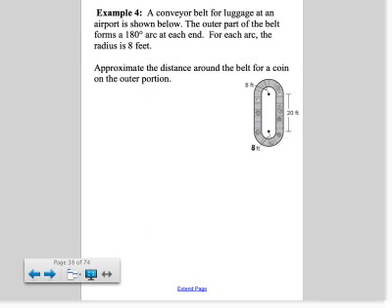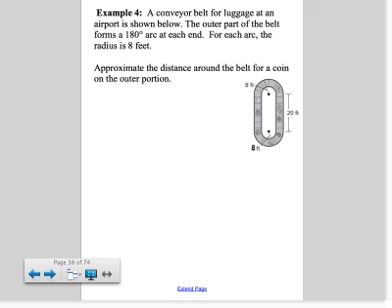Example 4 says a conveyor belt for luggage at an airport is shown below. The outer part of the belt forms a 180-degree arc at each end. For each arc, the radius is 8 feet. Approximate the distance around the belt for a coin on the outer portion. The radius is 8 feet.